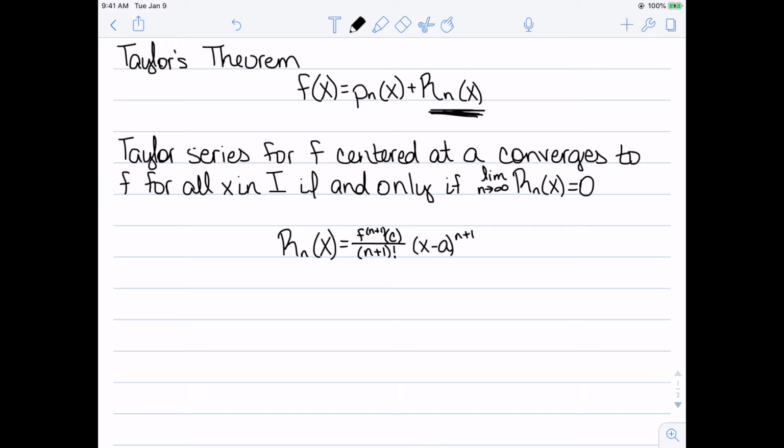And just a reminder, this remainder is defined as the (n+1)th derivative at c over (n+1) factorial times (x minus a) to the n+1, where c is some point between x and a. So even though we have this nice form for the remainder, it may be very difficult to show that the limit of this remainder is actually 0. But let's look at a couple of cases where it is actually possible.